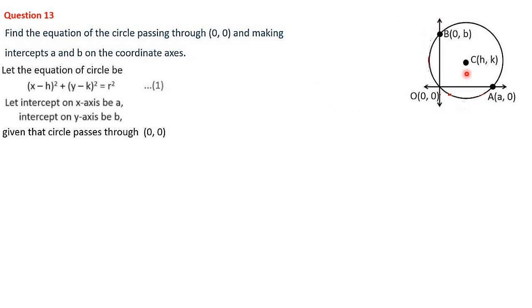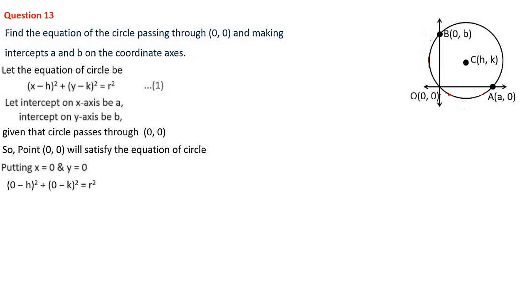So by using these conditions, let's find the equation. The point 0, 0 will satisfy the equation of the circle, because the circle is passing through the point 0, 0. Let's replace x and y by 0. That means 0 minus h the whole square plus 0 minus k the whole square equal to r square. Then h square plus k square equal to r square. Let it be equation number 2.